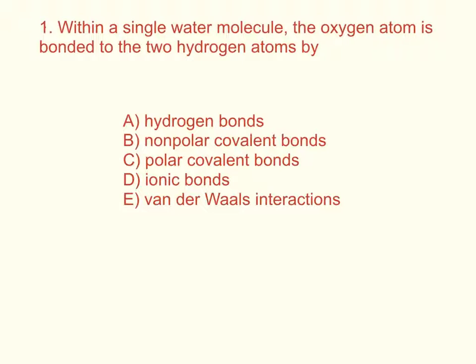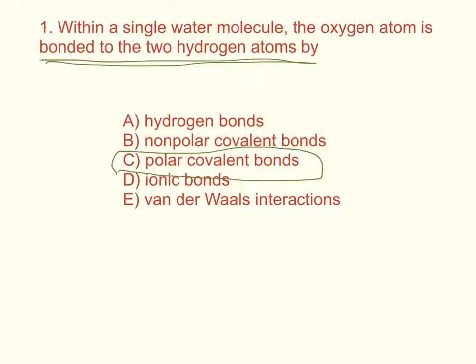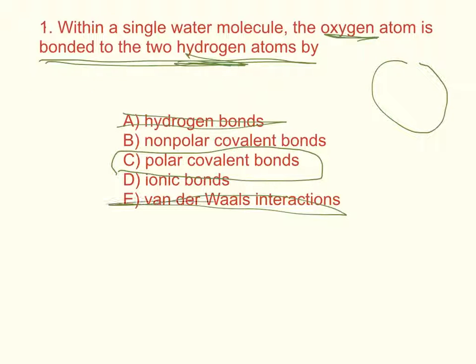If you answered C, polar covalent bonds, you are correct. Now, in the question, we're essentially asking for an intramolecular bond. We're talking about the bond between the oxygen atom and the hydrogen atom. So we're looking for a bond within the molecule itself. Immediately, we can eliminate the answers that correspond to intermolecular bonding, like hydrogen bonds and van der Waals interactions.